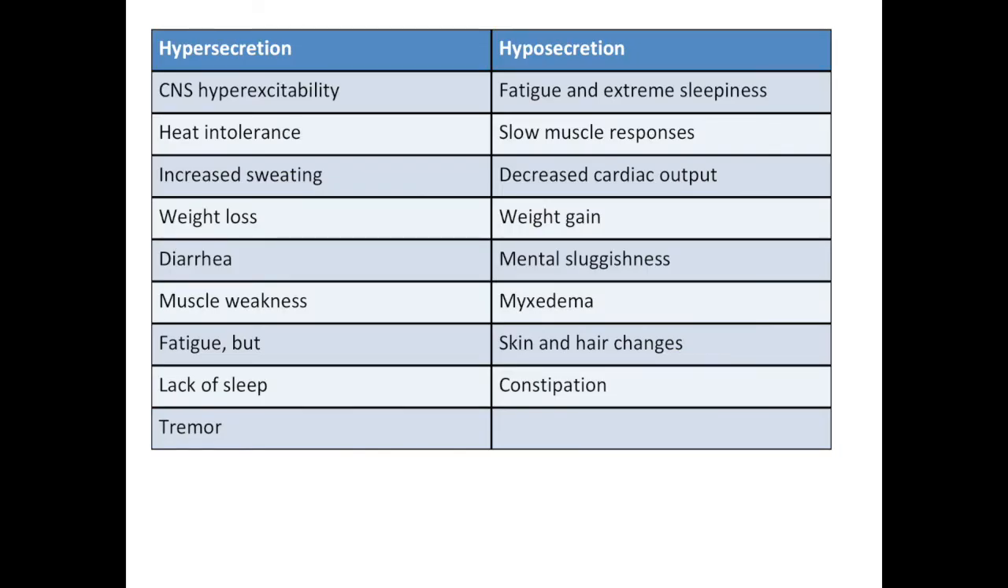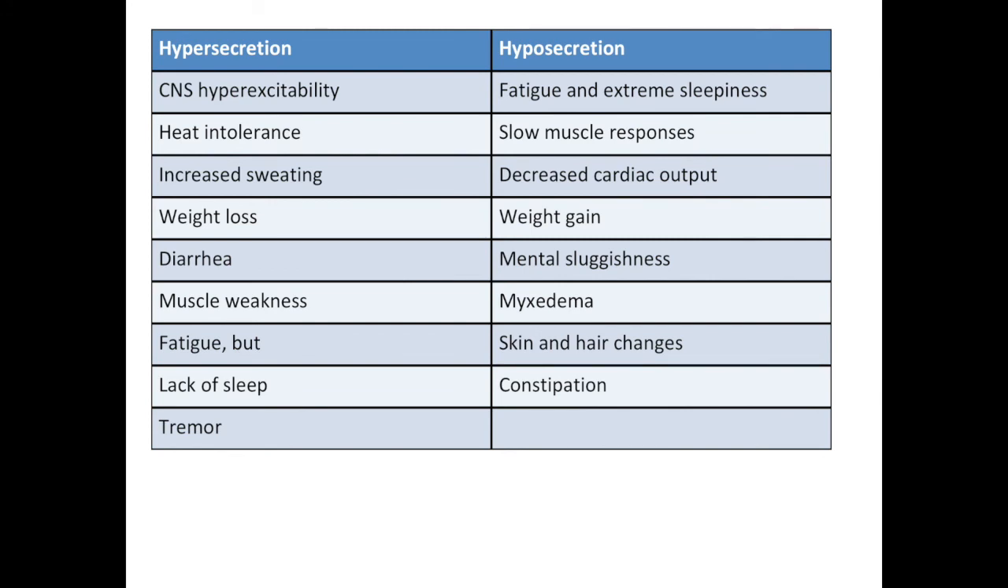This slide shows you what happens with hypersecretion or hyposecretion of thyroid hormone. With hypersecretion, you have an enhanced excitability of the central nervous system. You sweat and feel uncomfortable in hot positions. Your weight loss is increased because you're just more metabolically active, resulting in diarrhea and muscle weakness, fatigue, but you can't sleep, and your body shakes because of the enhanced respiratory function.